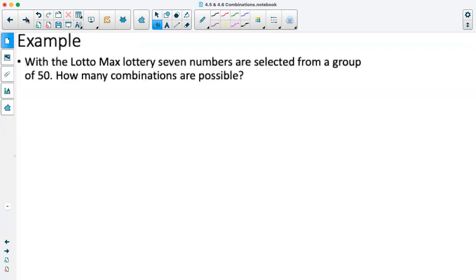So for example, with the Lotto Max lottery system, 7 numbers are selected from a group of 50. How many combinations are possible? So 7 numbers are selected. The order that those numbers are pulled out doesn't matter because they're then reordered into ascending order. And we just want to know how many combinations are possible. So our 50 is going to be our n. We're selecting 7 numbers, so that's our r.